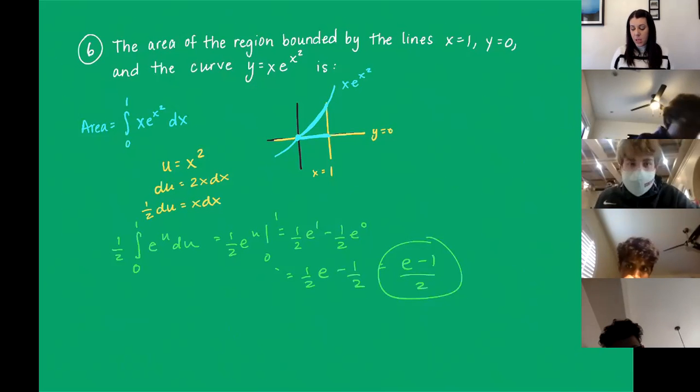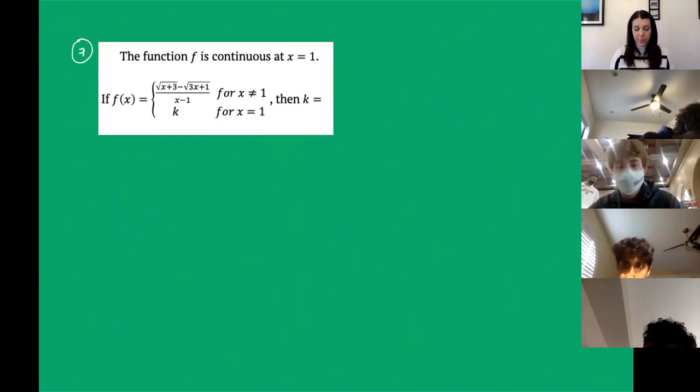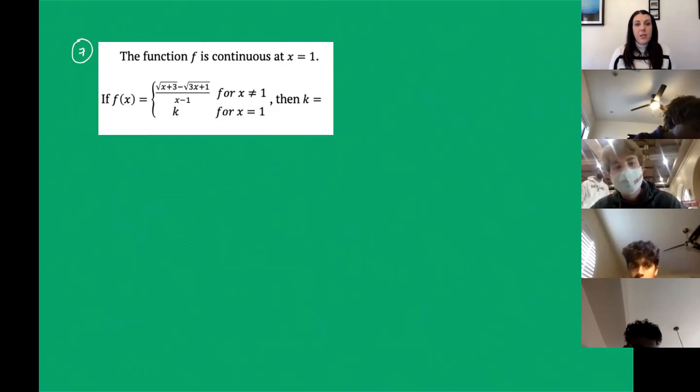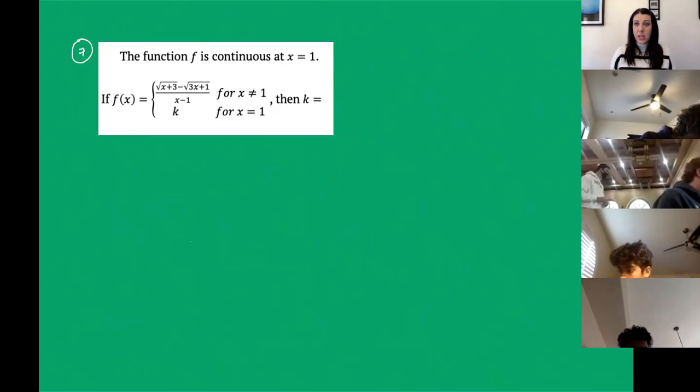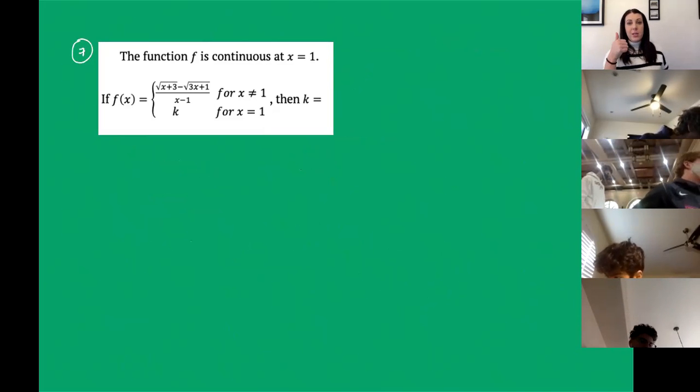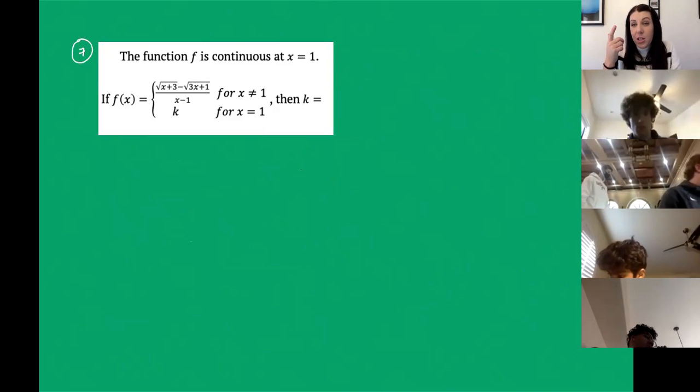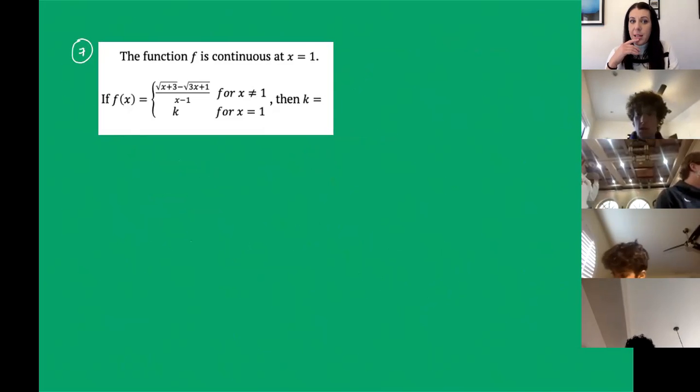No preguntas? Okay, number 7. The function f is continuous at x equals 1. That's a statement, not a question. Tells us it is continuous. Okay, and it says if f of x is equal to, I would take a second and copy this down. We've got a piecewise function. We've got continuity, which is our definition of continuity. We've got lots of radicals and what looks like a very crazy equation.